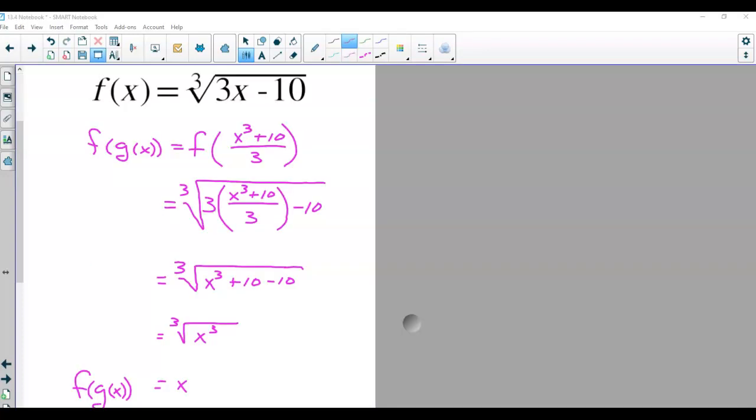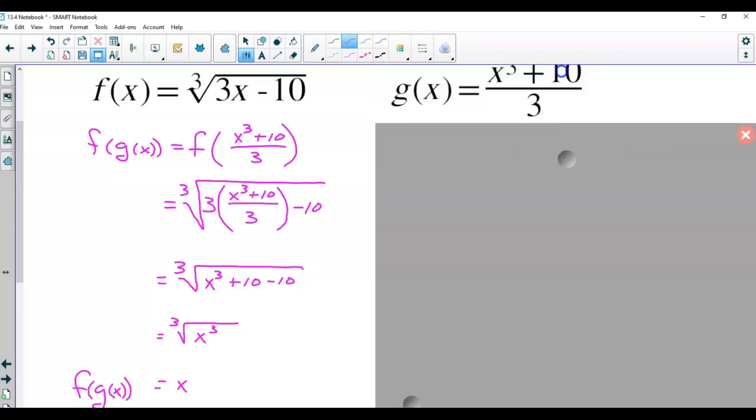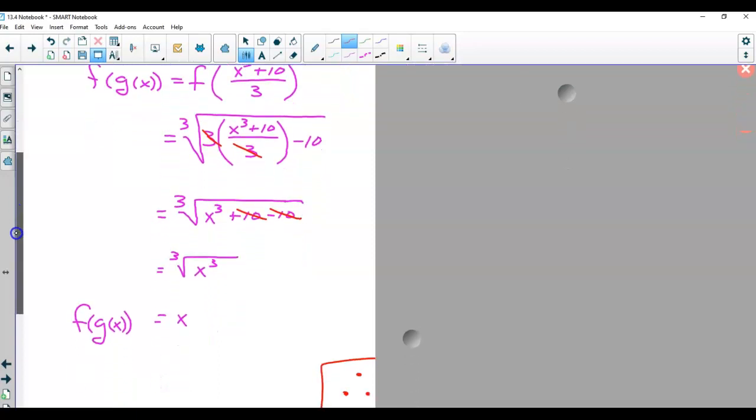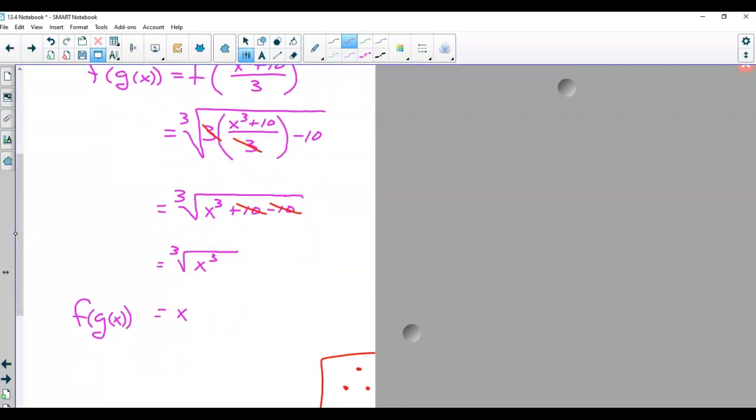Okay, so what we want to do is plug g into f, and when we plug g into f, that just replaces that x in there, and now I got to let my mathematics do the work. So the 3's reduce, and that gives me the cubed root of x cubed plus 10 minus 10. Well, that's a big grouping symbol underneath a root. I get the cubed root of x cubed is just x.